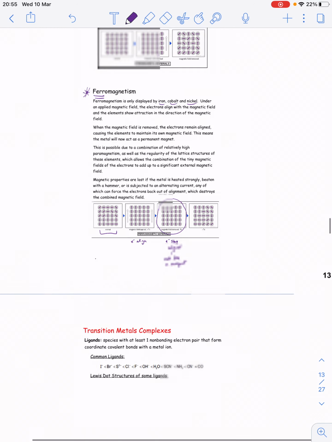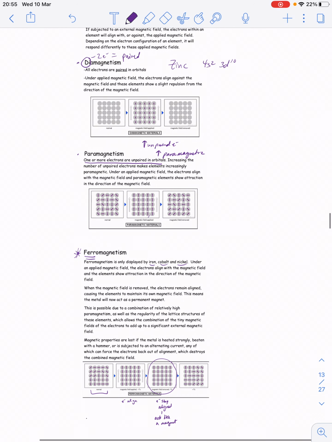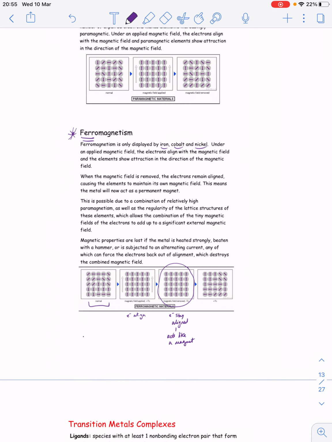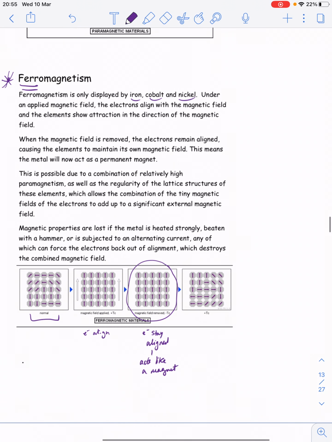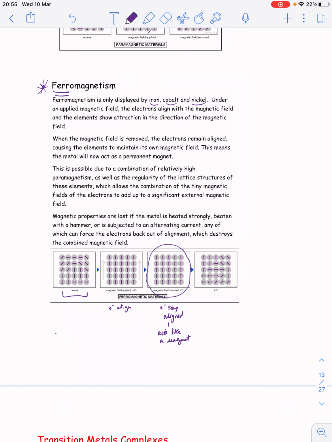So you need to know the difference between diamagnetism and paramagnetism in terms of paired and unpaired electrons, and then ferromagnetism being when electrons remain aligned after a permanent magnet is removed.